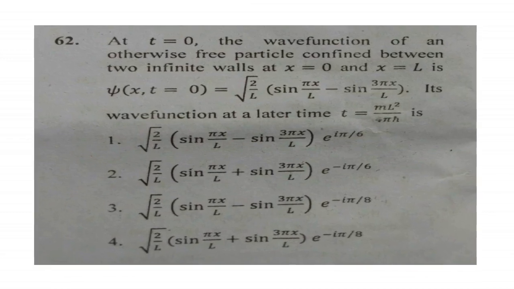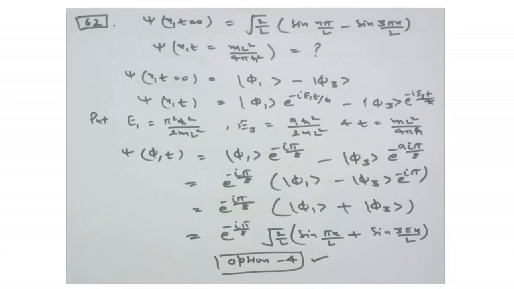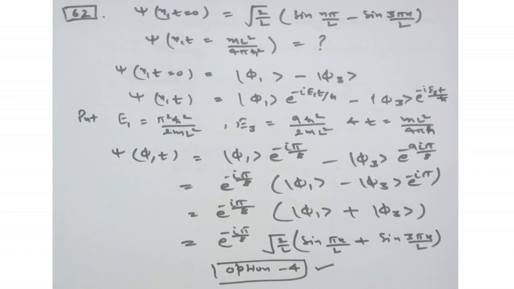Now the next question is: at t equal to 0, the wave function of an otherwise free particle confined between two infinite walls at x equal to 0 and x equal to L is psi(x, t=0) equal to under root 2 upon L, sin pi x upon L minus sin 3 pi x upon L. Its wave function at a later time t equal to m L square upon 4 pi h cut is... Now here we have given the wave function at t equal to 0, and we have to find the wave function at t equal to m L square upon 4 pi h cut.